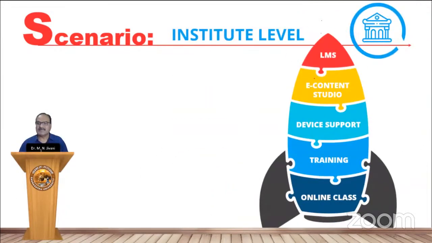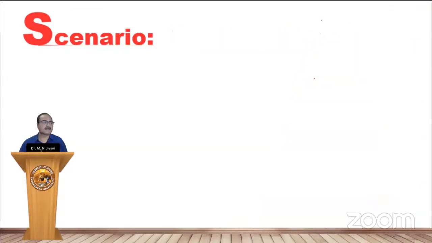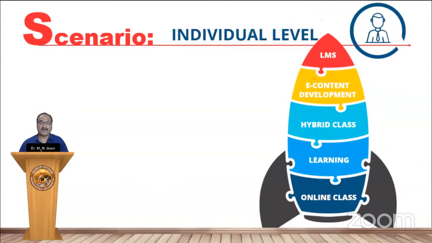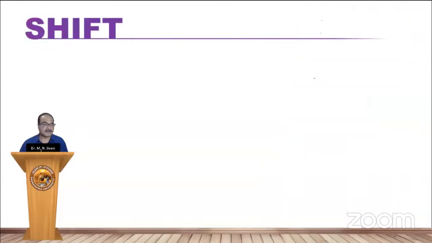Institution level, many institutes implemented their own LMS. They developed e-content studios, device support, and online training. For example, my university is providing a laptop to me. So this is device support. They also conducted training, online classes and all these things. Individual level, faculty started taking online classes. They learned a lot. They are also conducting hybrid classes. They develop e-content, and they also develop their own LMS in the form of a very simple Google Classroom, which also comes under the category of LMS, learning management system.